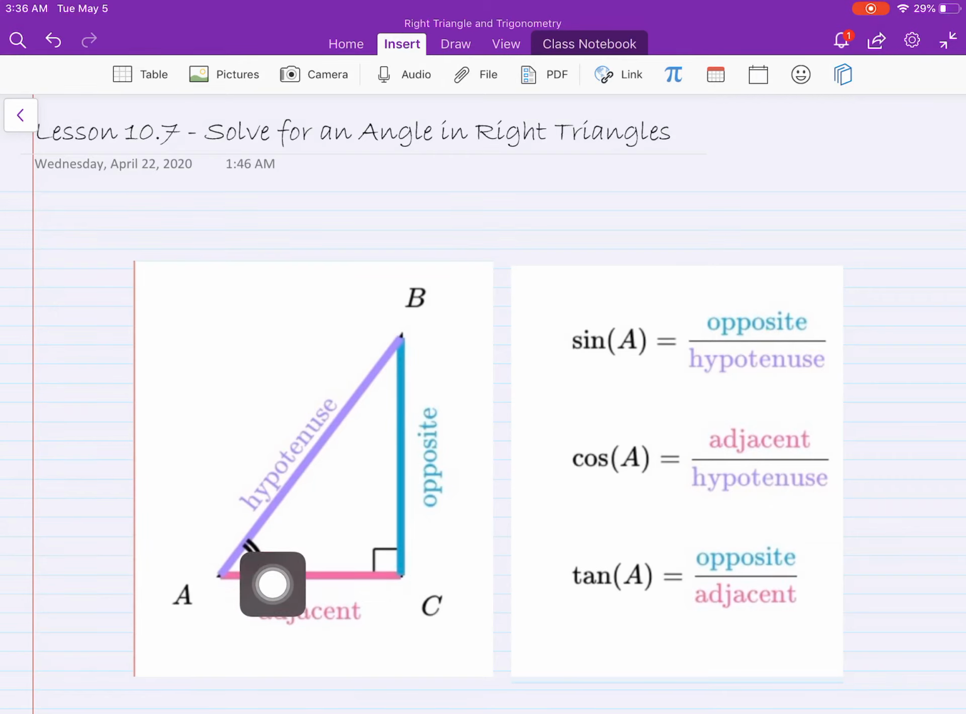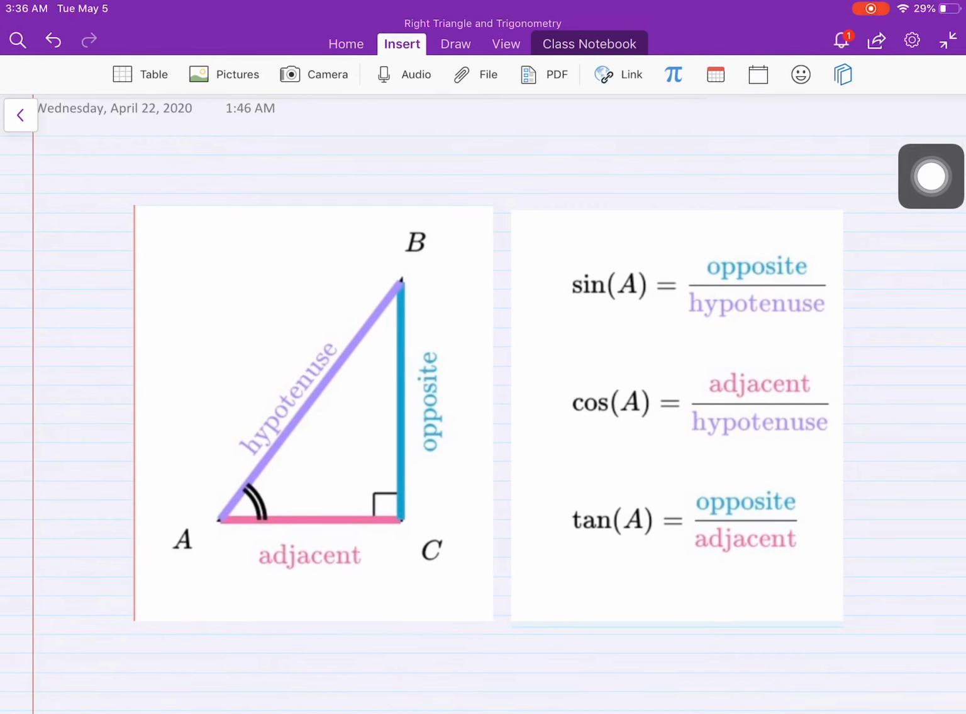If we're given angle A, the opposite side would be BC. If we're given angle B, the opposite side would be AC. So it all depends on the angle you're given. And we also saw that sine of a certain angle is always the opposite side over the hypotenuse. Cosine is adjacent over hypotenuse. And tangent is opposite over adjacent.